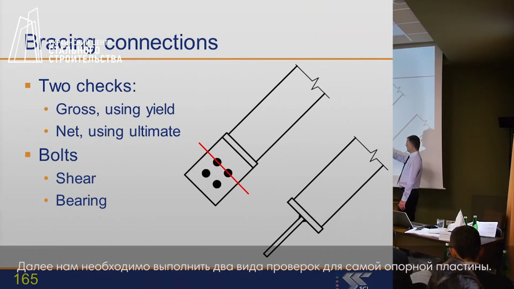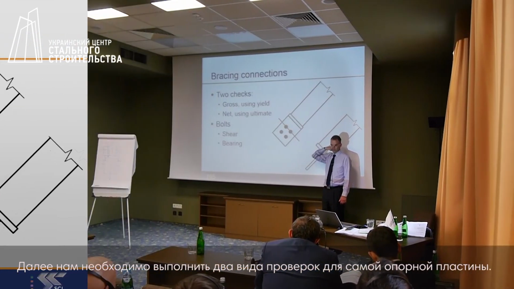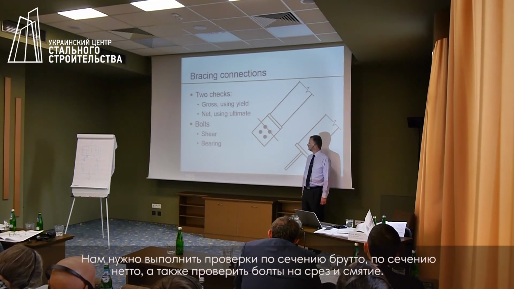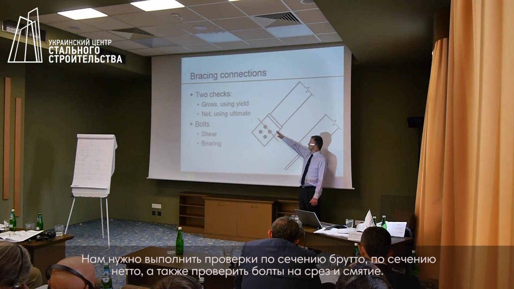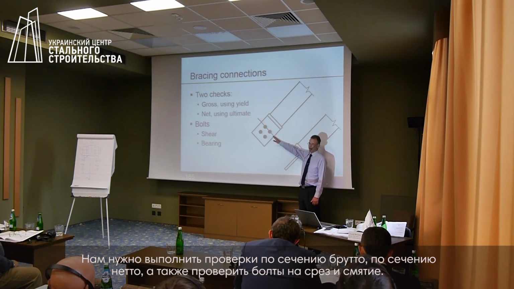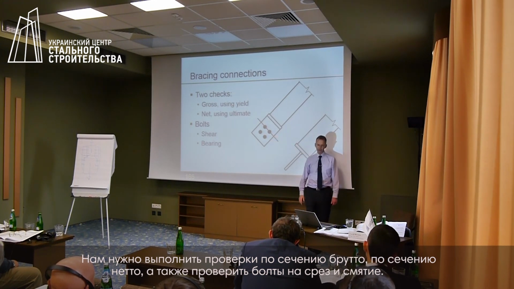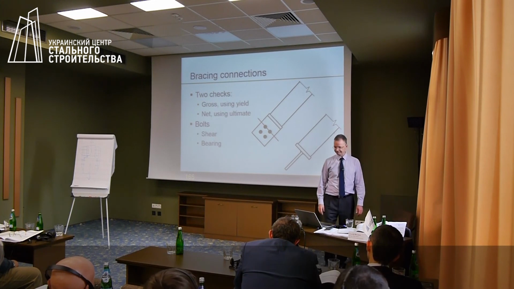And then for the stem itself, we will have 2 checks to carry out. We will have a check on the gross cross-section. We will have a check on the net cross-section. We will check the bolts in shear. We will check the bolts in bearing.